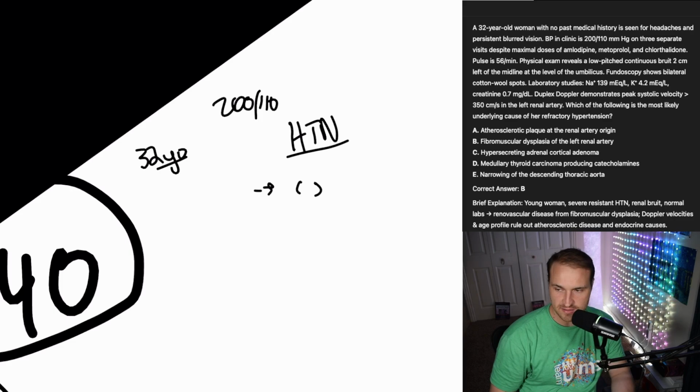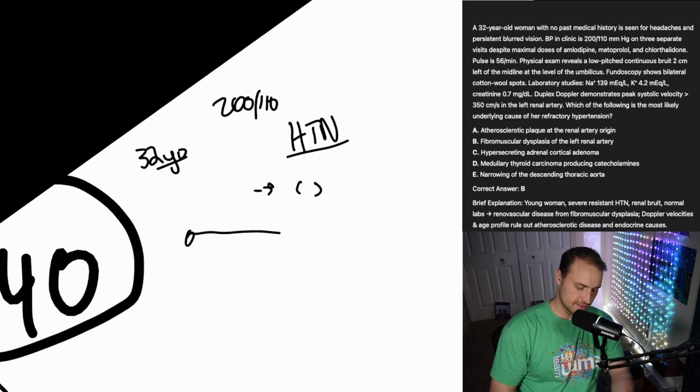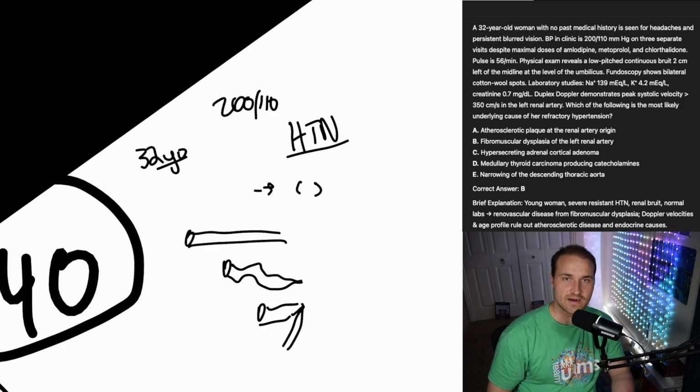So this is renovascular disease. And basically what you're doing here essentially is you're just cranking up a garden hose until it kinks. And the pressure just skyrockets after that. That's fibromuscular dysplasia. That's what happens. And this is not a hose, it's your renal artery.